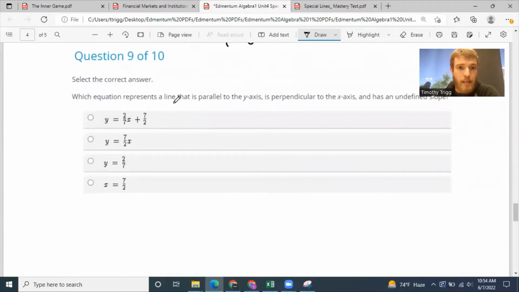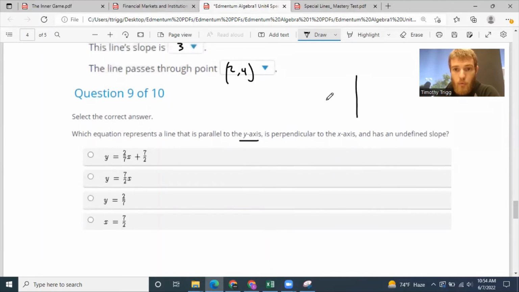Which equation represents a line that is parallel to the y-axis? So when you think of the coordinate grid, this is your y-axis. The y-axis is vertical. So if I want a line that's parallel to that, we also need a vertical line. So what would be a vertical line? Well, a vertical line looks like this, and it's always in the form x equals something, right? So the only one that would produce a vertical line is this one right here.